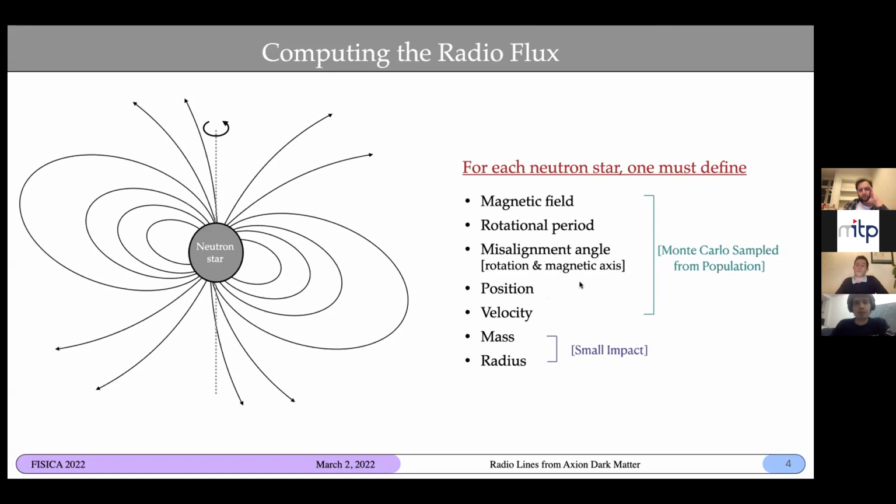But that still leaves us with about 9 parameters here, more or less, which we need to Monte Carlo sample over in a broader range of a population. So for the time being, let's just take these to be fixed and let's discuss signals from individual objects.